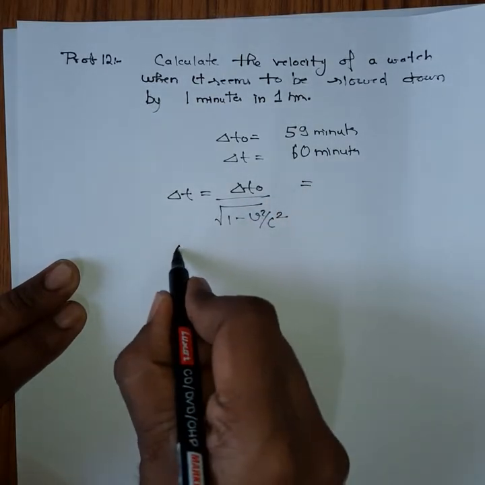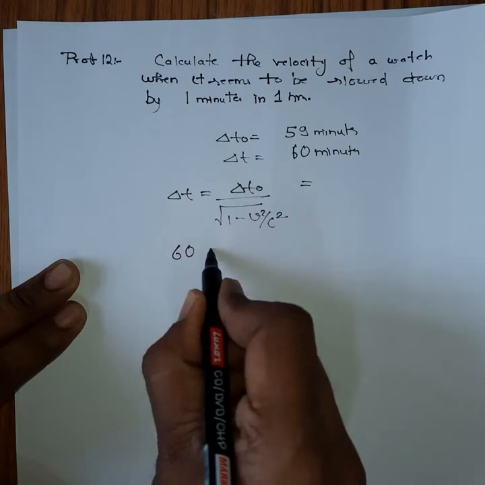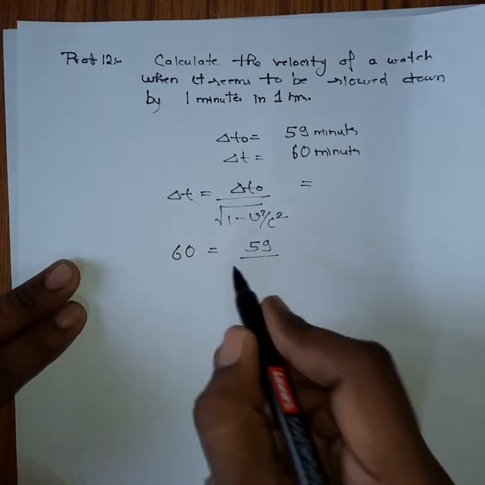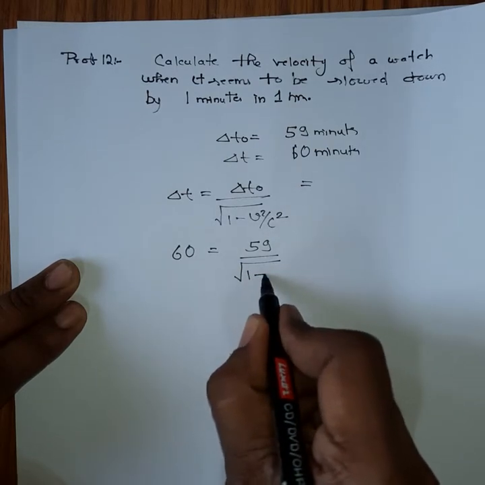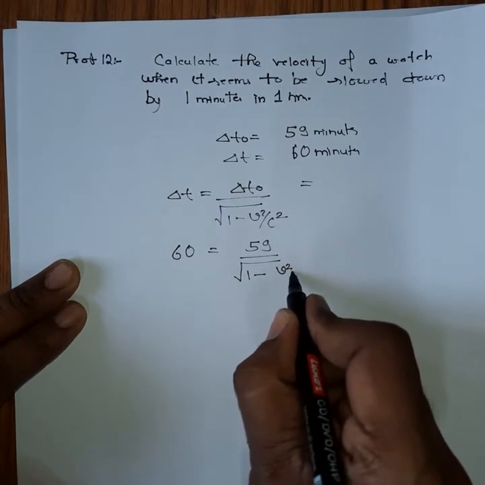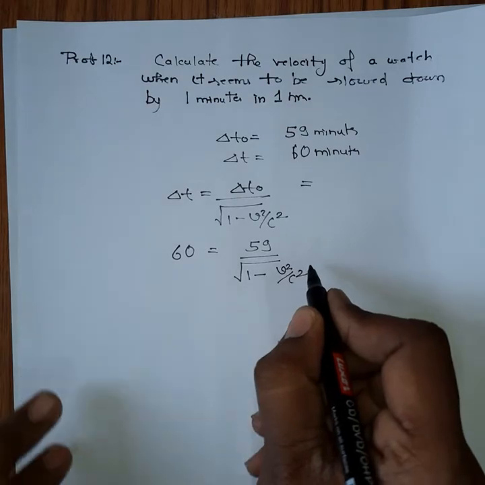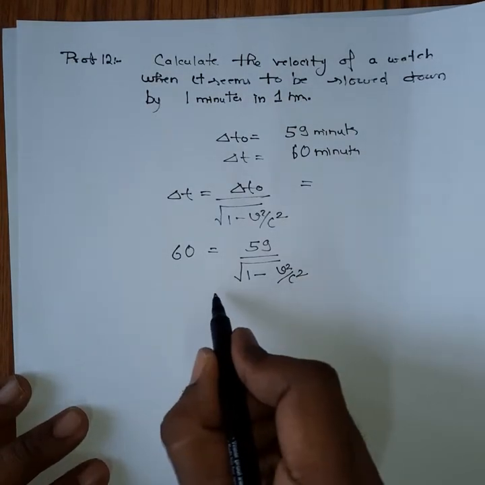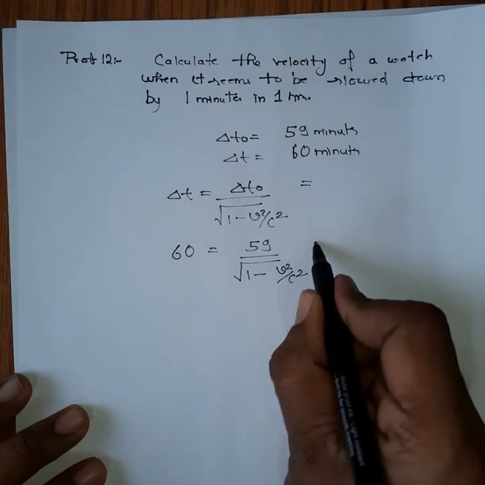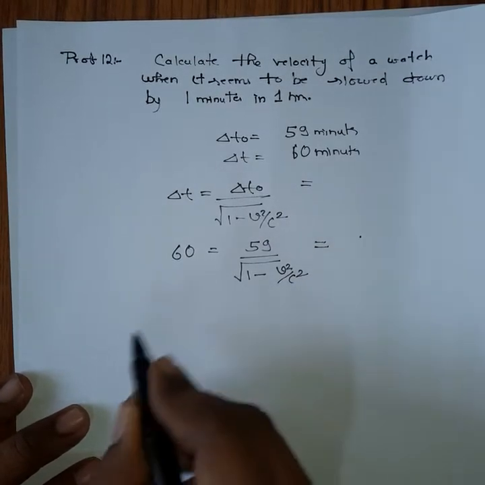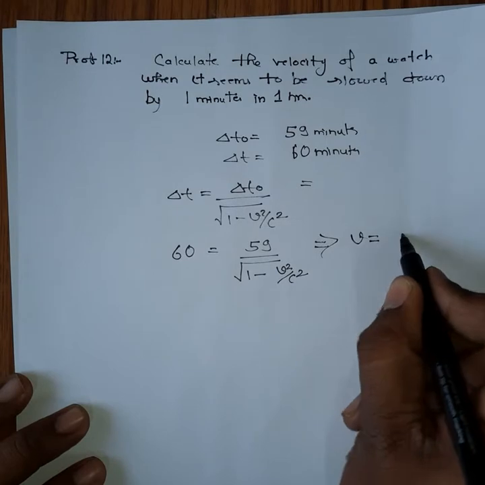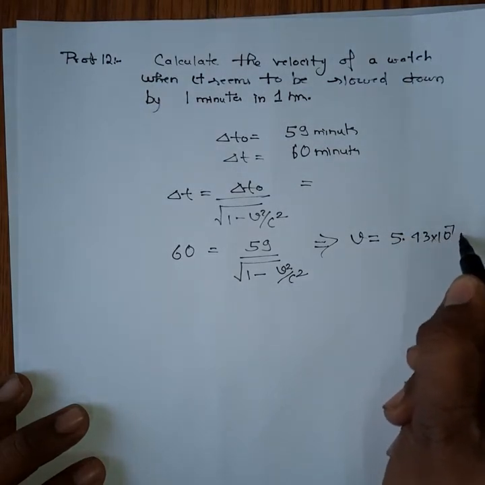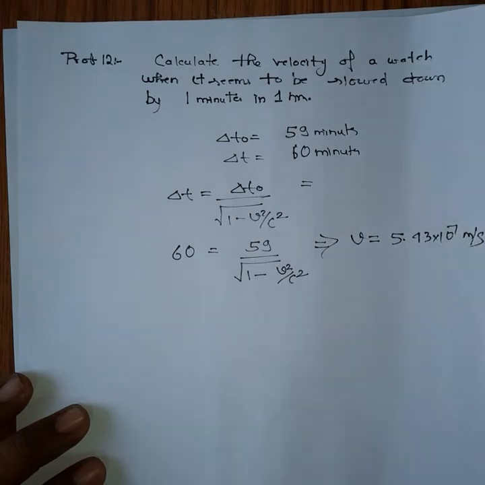So delta t is 60, same unit both sides, no problem. 59 minutes, minutes will cancel each other. 1 minus v square by c square, v we have to calculate. So if you simplify it, you will get v is equal to 5.43 into 10 to the power 7 meter per second.